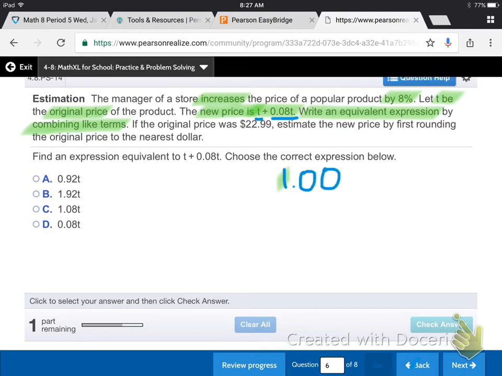Hey, my pen isn't working. There we go. Plus 0.08. And we know 100 plus 8 is 108. The decimal goes right in line, right straight down. So that's 1.08T. That's an easy one. We know the answer is 1.08T, just like that right there.